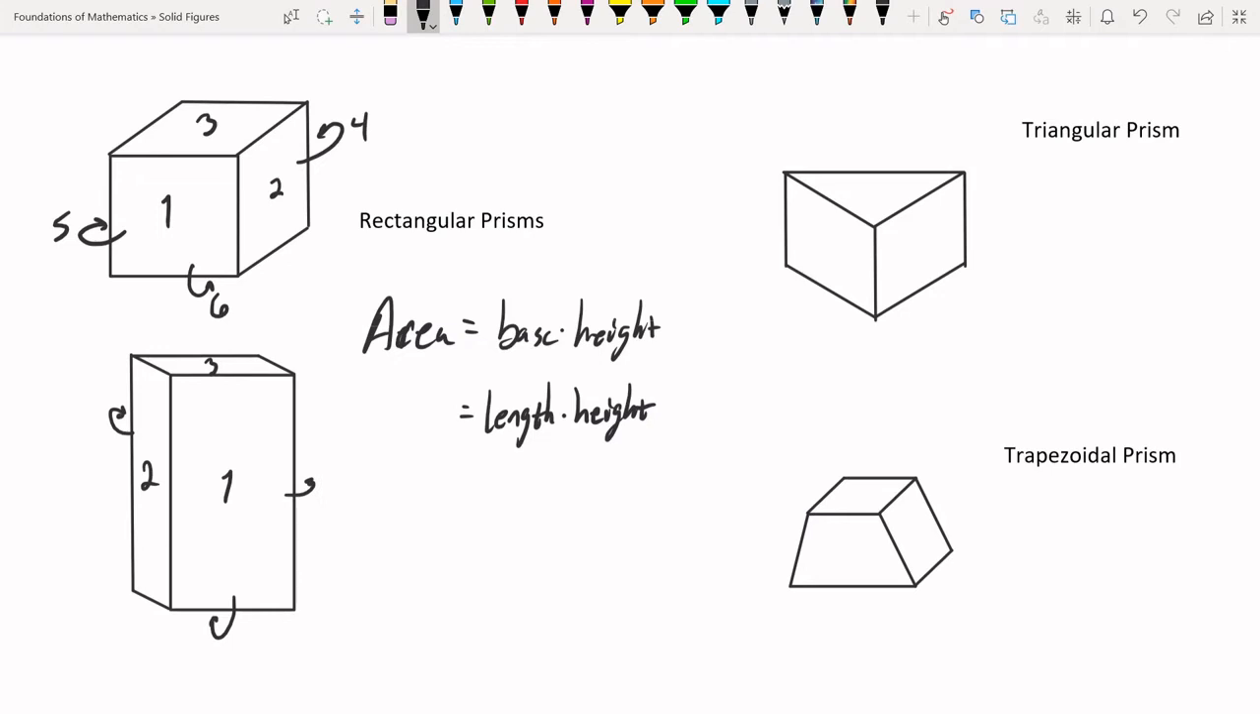Triangular prisms are similar, except we need to find the surface area of two triangles and then three rectangles. We have one rectangle here, two rectangles there, and on the back side it's going to be a third rectangle. And on top and bottom we have two triangles. The area for a rectangle, area for a triangle, is going to be 1/2 base times height.